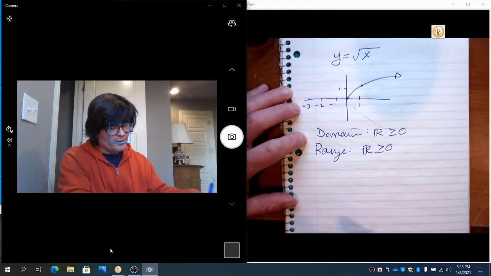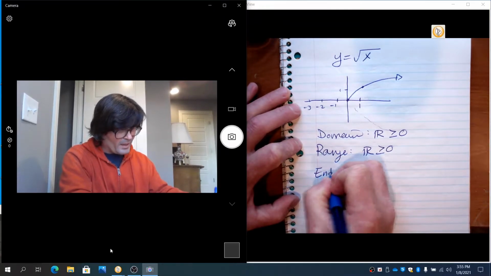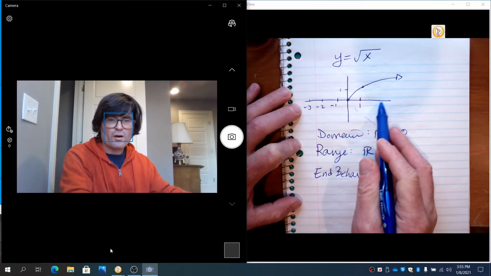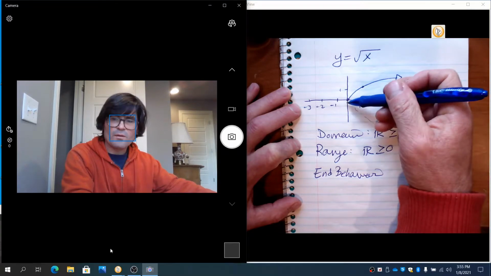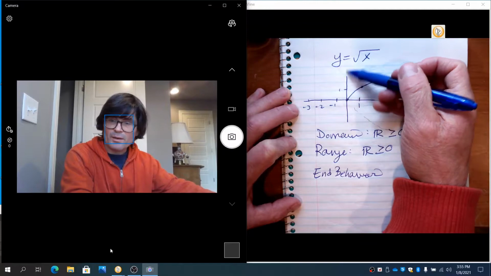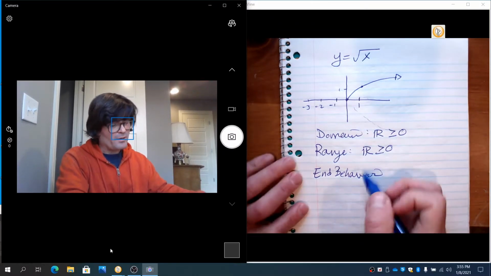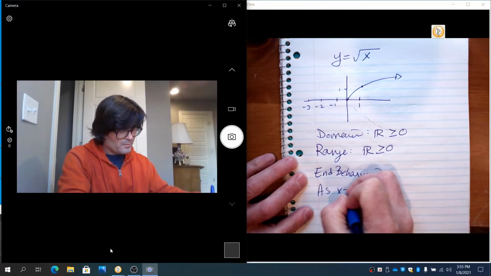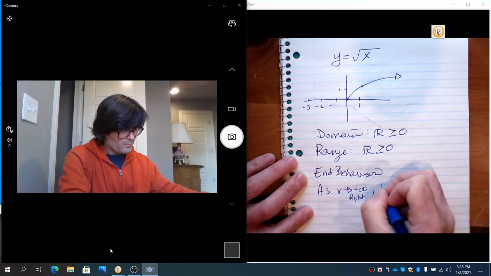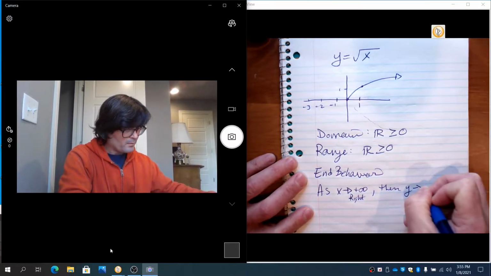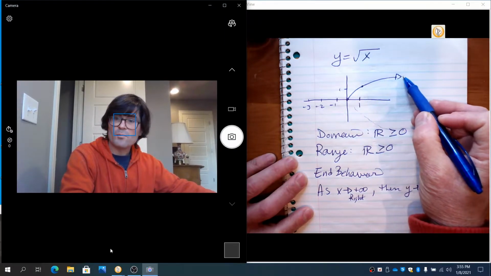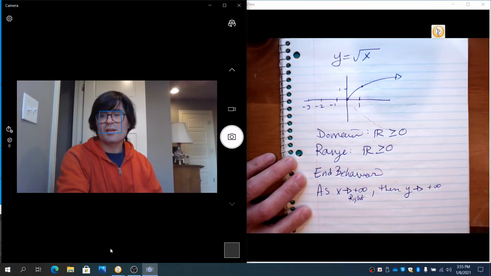Before we continue, let's also talk about end behavior. End behavior is what happens as we go to the far right this way, and what happens as we go maybe to the far left, which there's not a far left in this case. What about going up? What happens there? The end behavior here, as x goes right, y goes up. So as x goes right, y is going up. It goes up more and more slowly all the time, but it does keep going up.